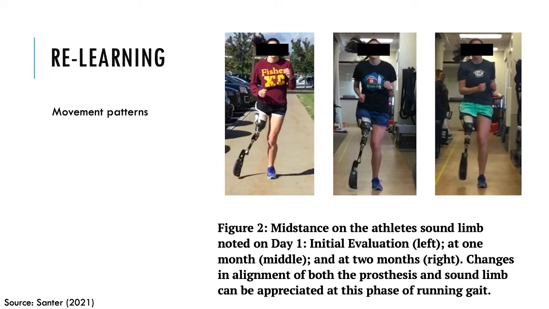And this is an example of that relearning of movement patterns. You can see here on the left-hand side, this is a 20-year-old track and field athlete, and she had just received her prosthesis here in this picture. And you can see how it's kind of kicked out to the side, and she's compensating a lot. And then over the course of a few months, she was able to work up to where she can be more straight in her gait pattern in the right-hand side.